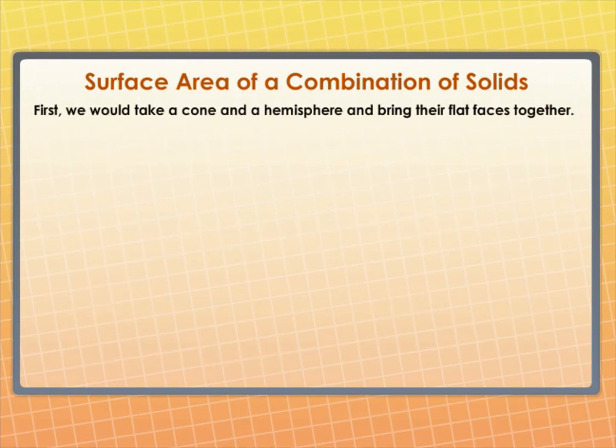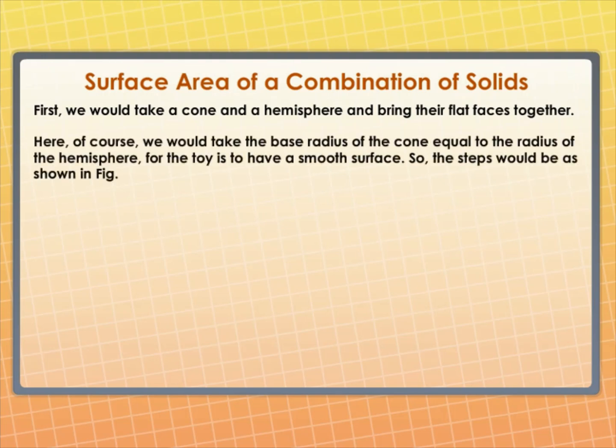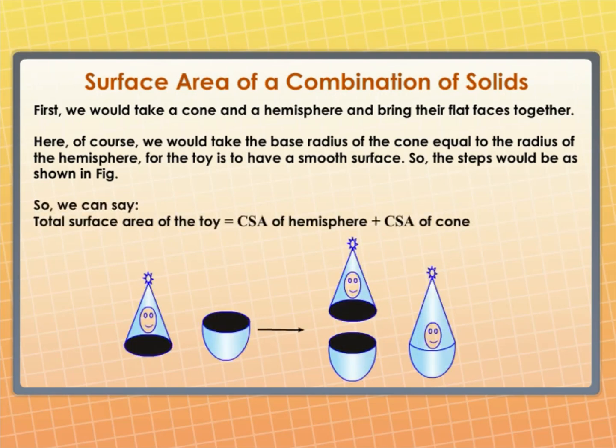First, we would take a cone and a hemisphere and bring their flat faces together. Here, of course, we would take the base radius of the cone equal to the radius of the hemisphere, for the toy is to have a smooth surface. So, the steps would be as shown in the figure. So, we can say total surface area of the toy is equal to CSA of hemisphere plus CSA of cone.